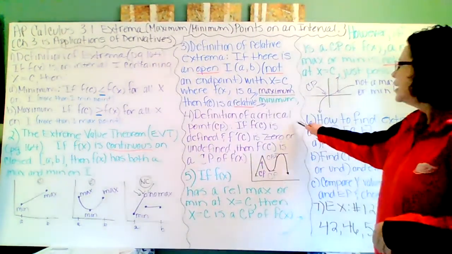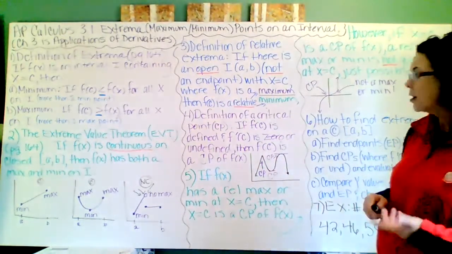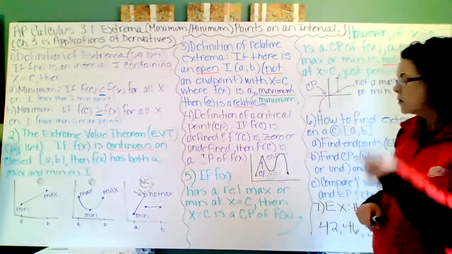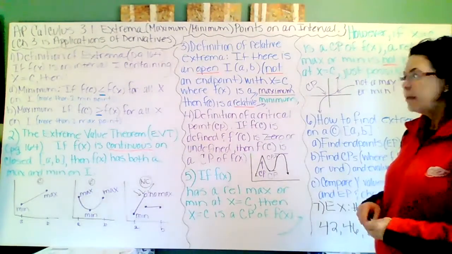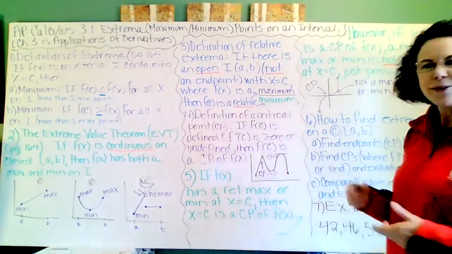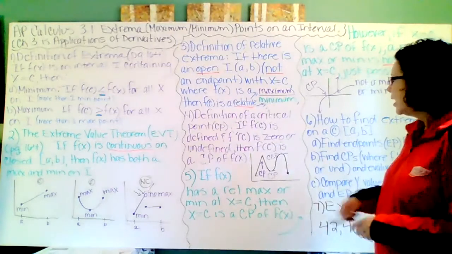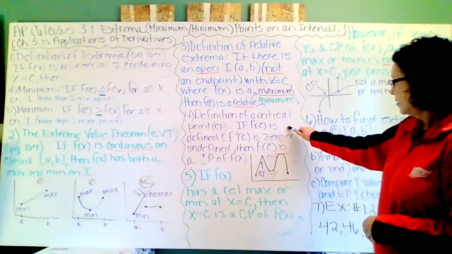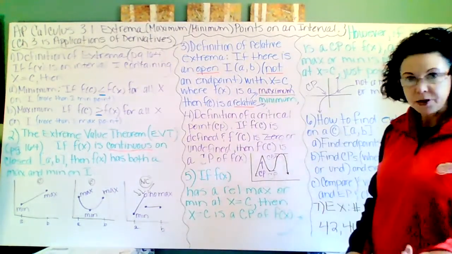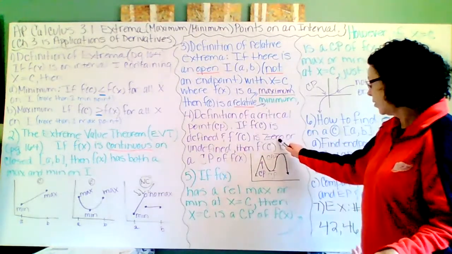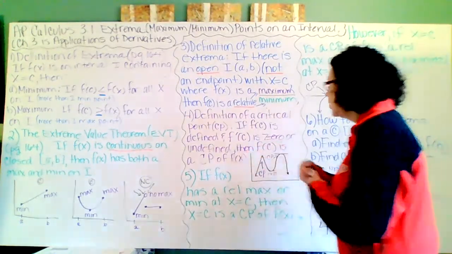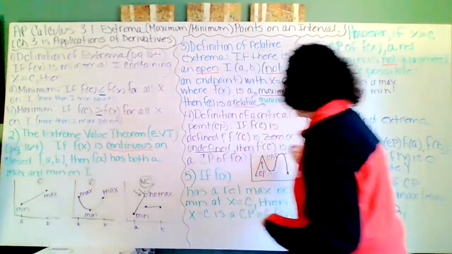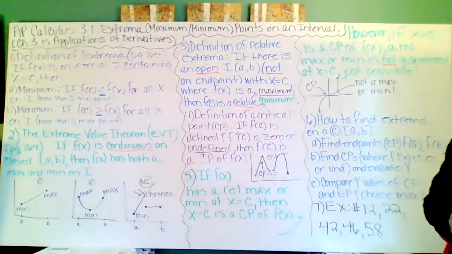Okay. Number 4, definition of a critical point. I call that a CP. They also call it a critical number, but I use CP, so I don't have to keep writing out critical point. If f of c is defined and the derivative of c is 0 or undefined, then f of c is a critical point on the function.